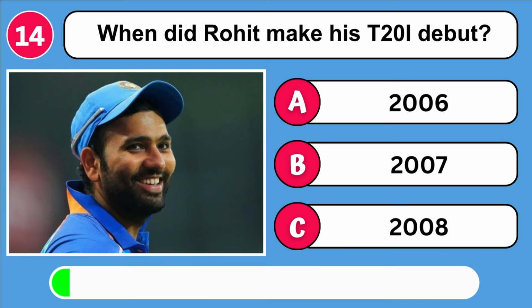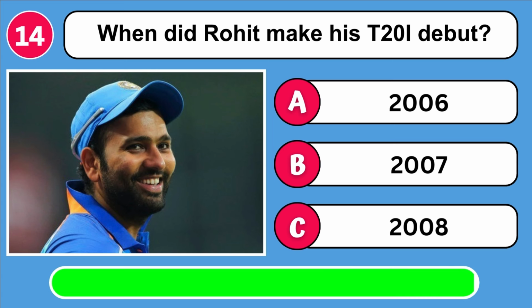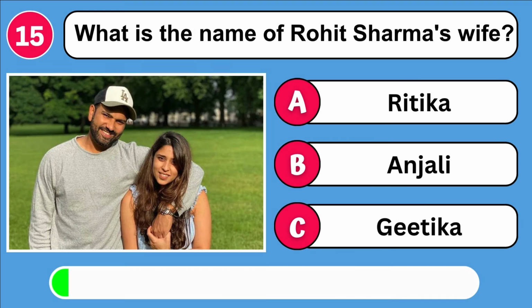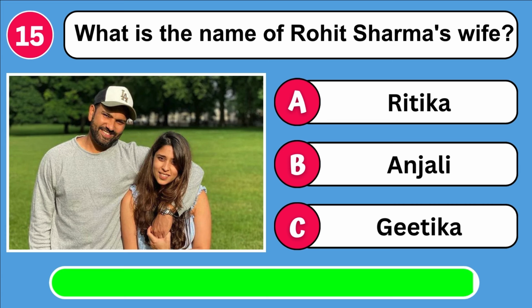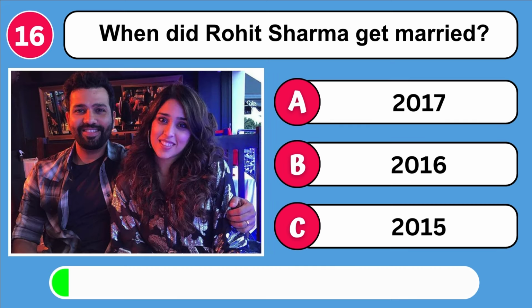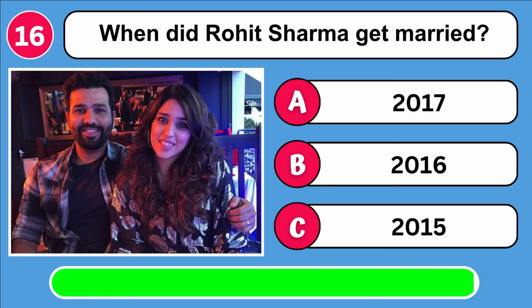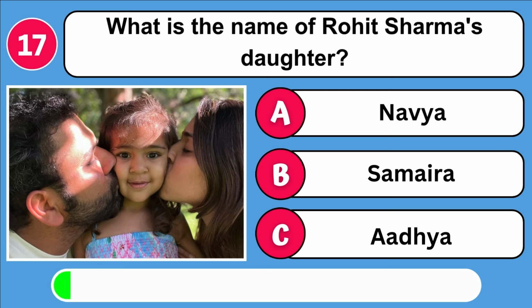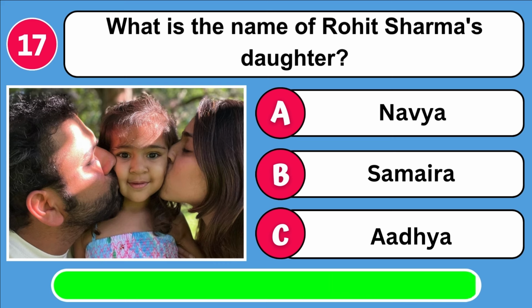When did Rohit make his T20I debut? 2007. What is the name of Rohit Sharma's wife? Ritika. When did Rohit Sharma get married? 2015. What is the name of Rohit Sharma's daughter? Samaira.